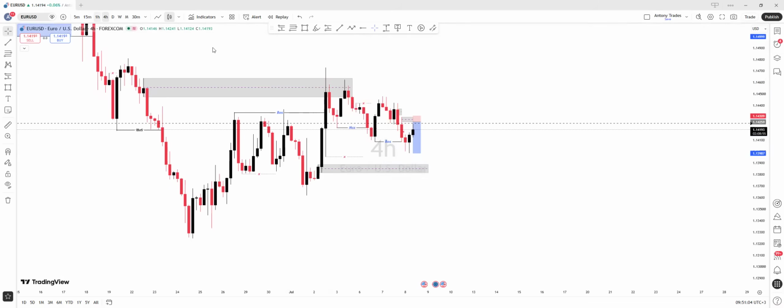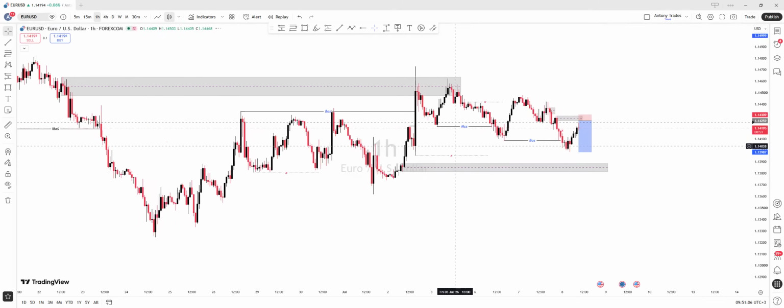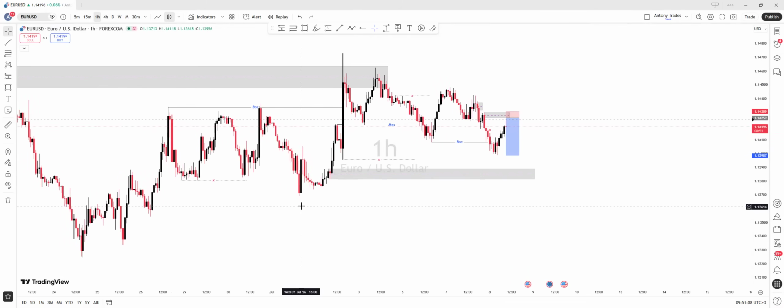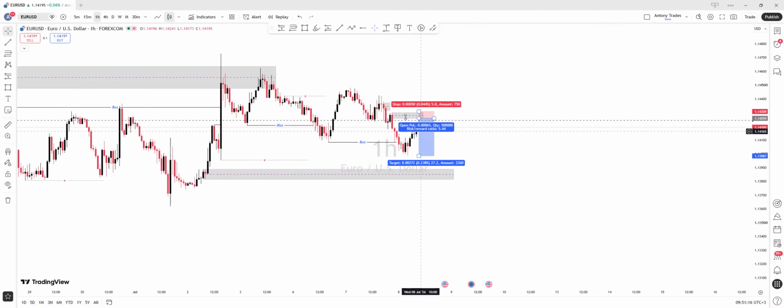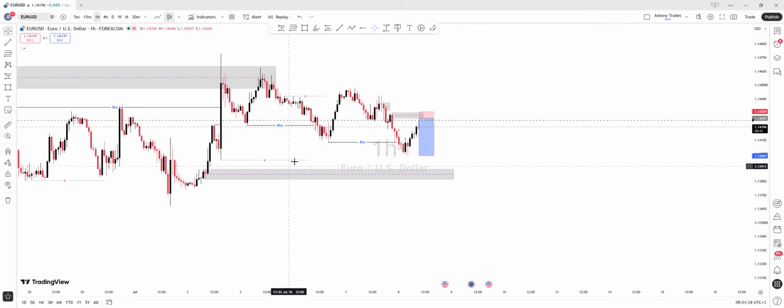Okay, so if I go to the 1 hour, you can really see that within this impulsive move to the upside, the only inducement that you can see is this low. Okay, so this is the only liquidity. So that is why for me I was looking to sell around this area, targeting this inducement area.